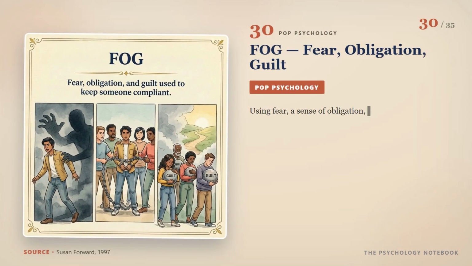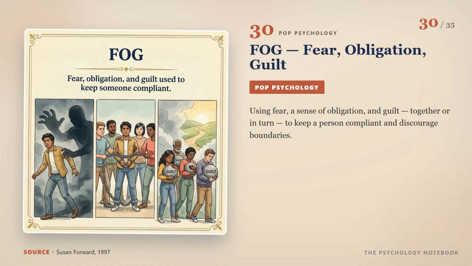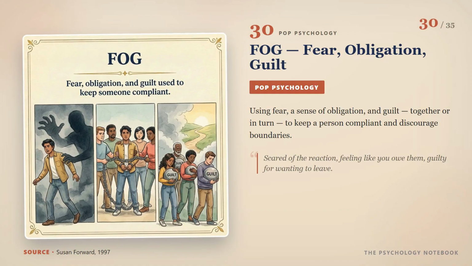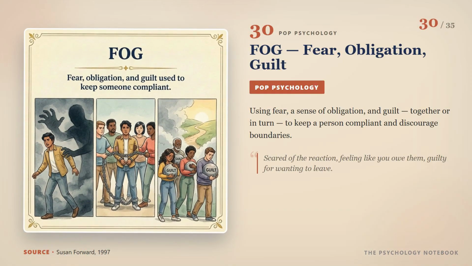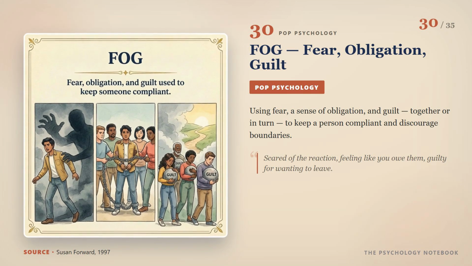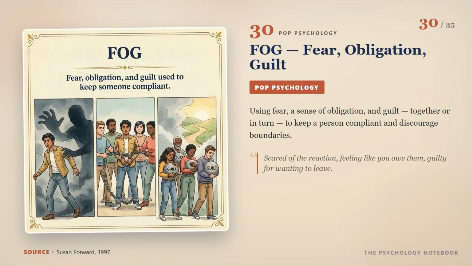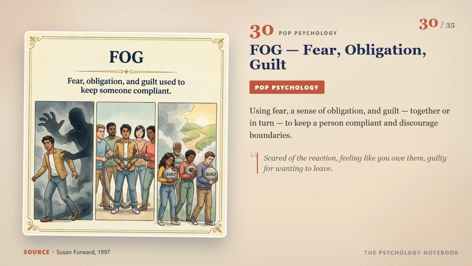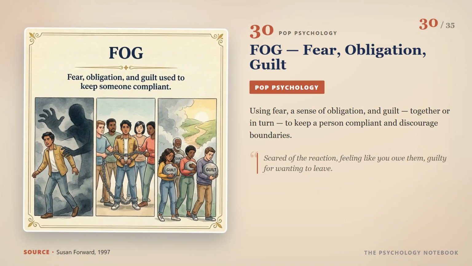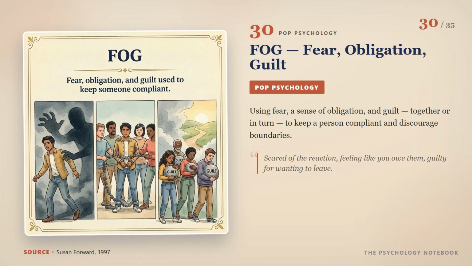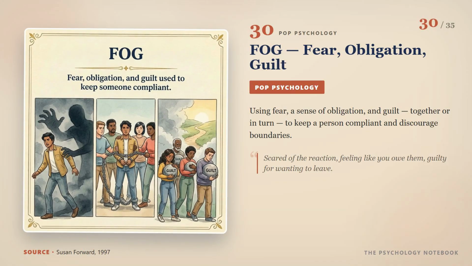30. FOG. Number 30 is fog, which stands for fear, obligation, or guilt. This describes emotional pressure that can keep someone compliant. Let's say you want to say no, set a boundary, or leave. But you fear the reaction. You feel as though you owe the person. Then you feel guilty for wanting something different. That mixture can make it very difficult to act on what you actually want.